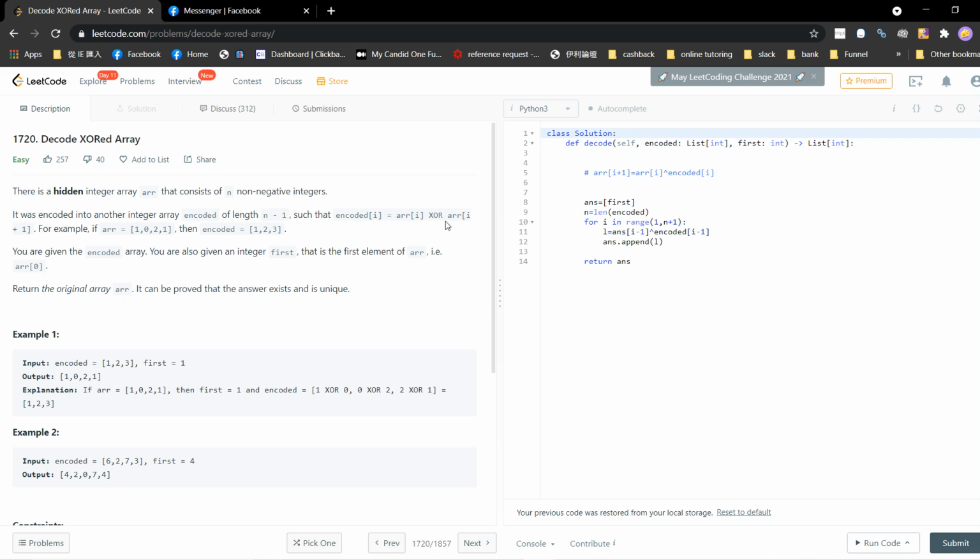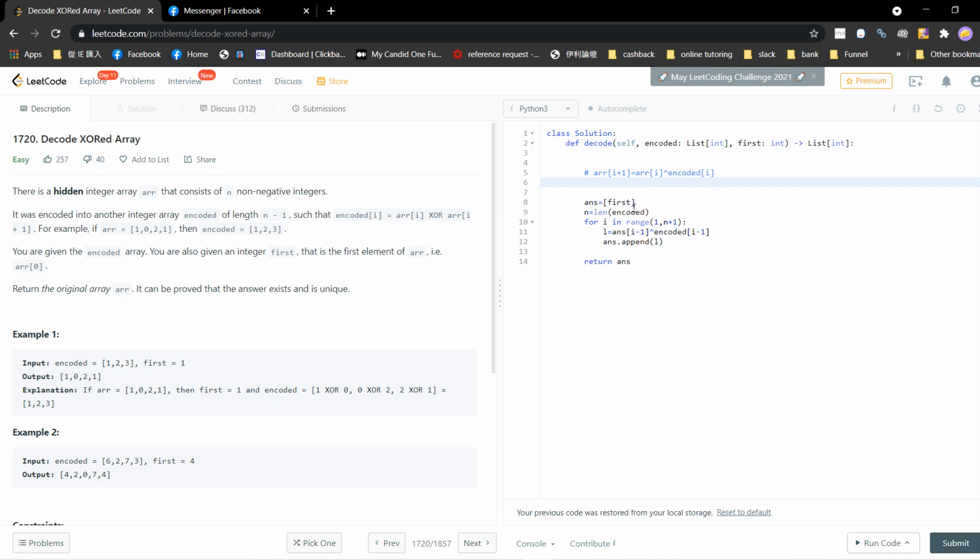You can XOR arr[i] on both sides, right? Then you get arr[i+1] equals arr[i] XOR encoded[i]. XOR in Python is just this simple. Once you understand this, you see this is just the recursion formula, right?